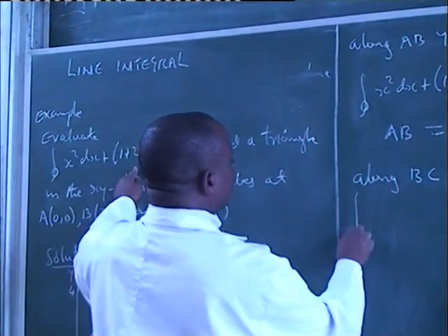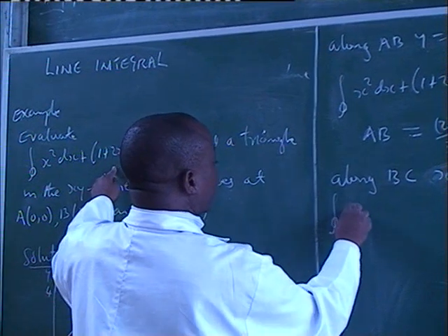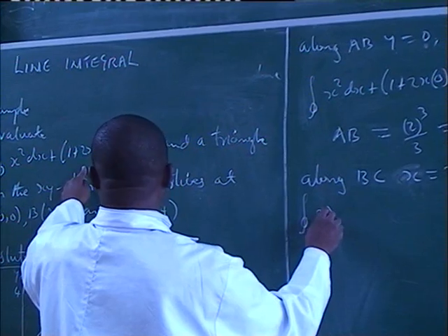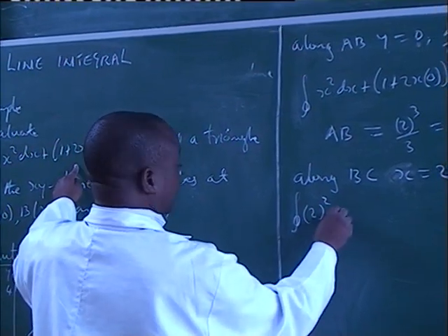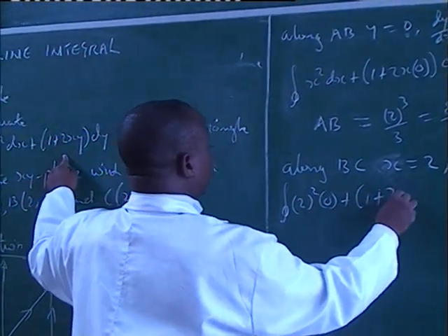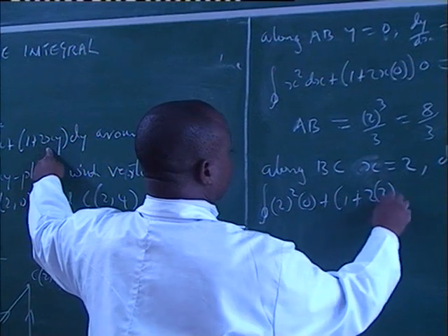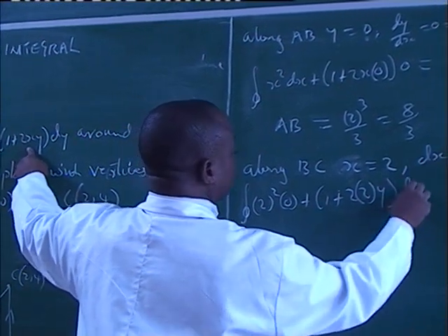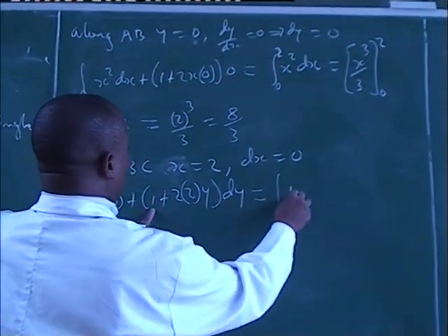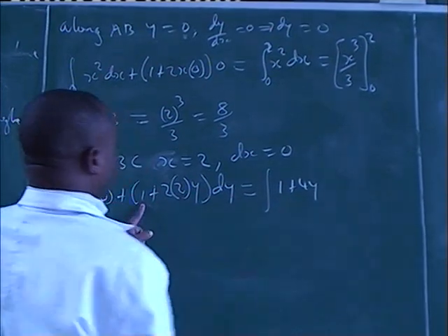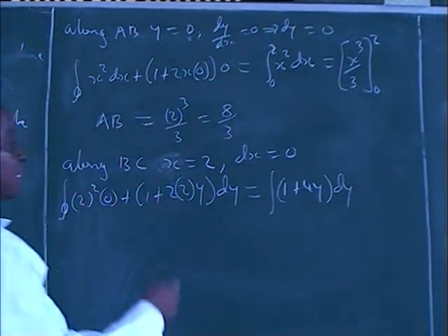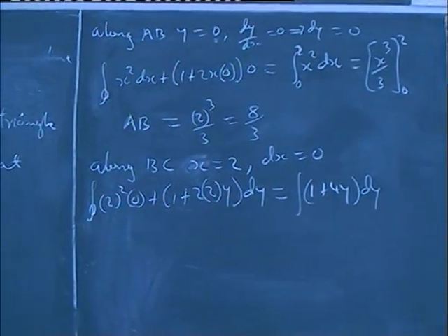So putting this in the given function, we have the integral over the closed curve. Then we have 2, because x is equal to 2, squared, times dx. Of course, dx is 0, plus 1 plus 2, then x is also 2, y dy. And this will give us the integral of 1 plus 4y dy. You see? dy.